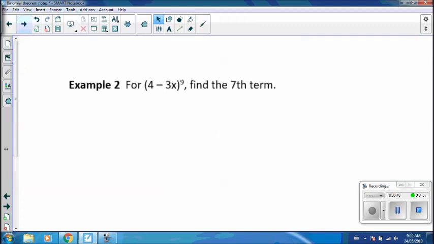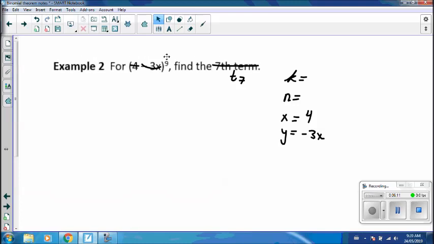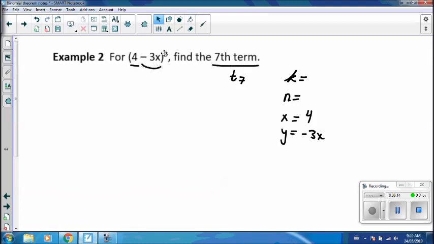So why don't you try this one? We're looking for the 7th term, so we're looking for term 7. What does that mean about k? What's n, what's x, and what's y? So x is 4, y is negative 3x, n is our power, which is 9, and k is 1 less than the term, so k is going to be 6. So maybe pause here and give that a shot.